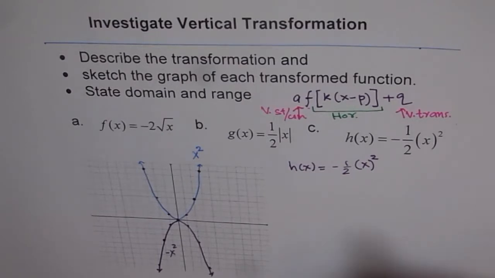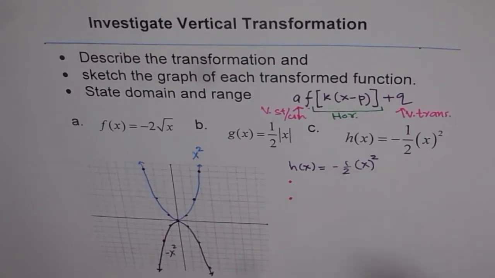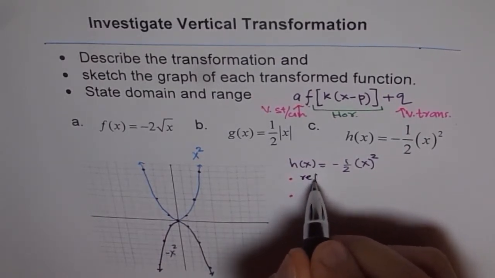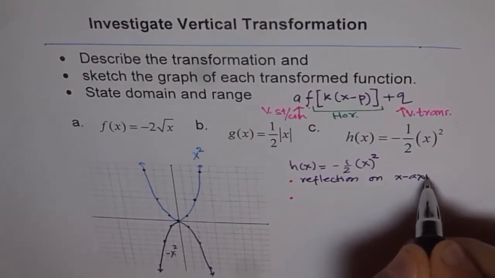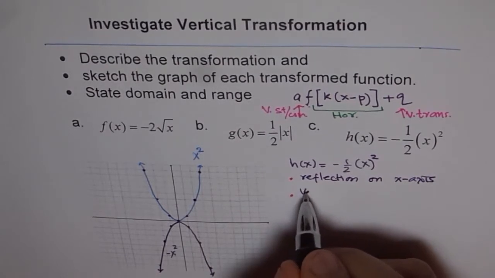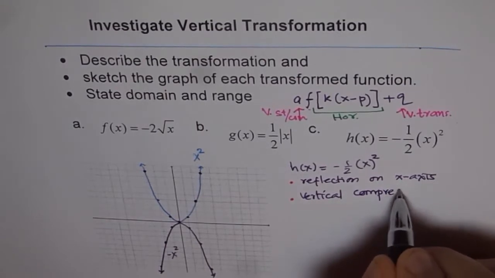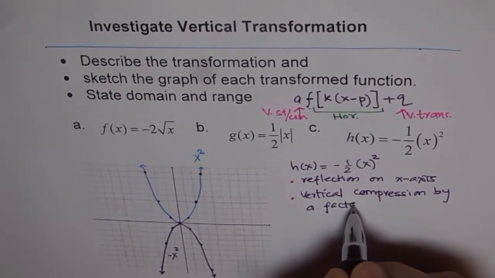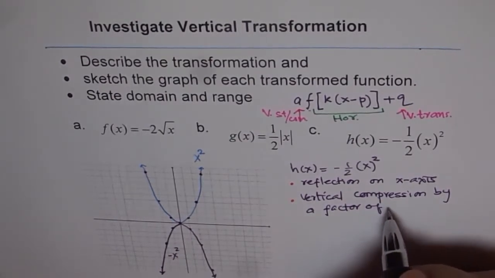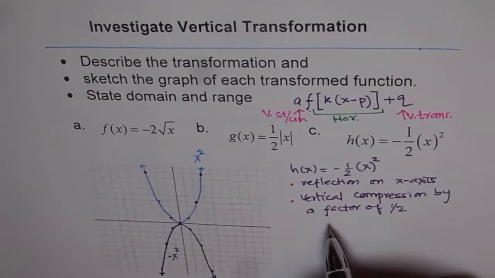That is the transformations which I am doing. We have two transformations here which we'll do in order. The first one is reflection on x-axis, and the second one is vertical compression by a factor of half. Correct? So you have to write by a factor of, because you get things multiplied by half, right? So it's a factor of half.